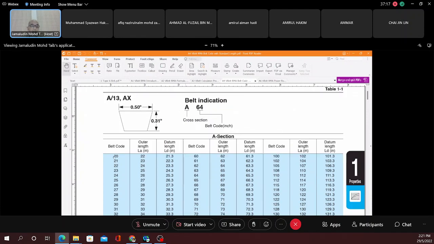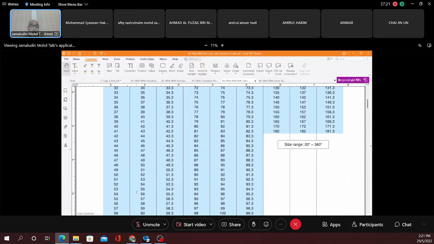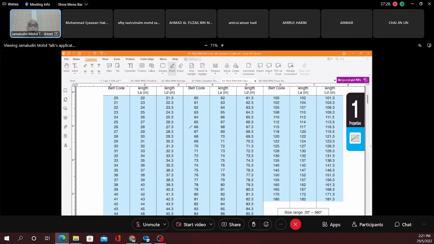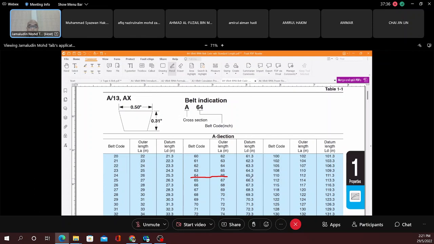Okay, that means A64. We're going to choose this value, for example, 64. Where is 64? Okay, this one, 64. The length LA is here. For the pitch, I think it's the higher one, where the datum line is the pitch. LA, I think, is on the top here. Either one, double check. Outer length means LA.